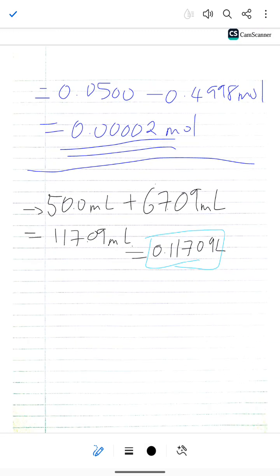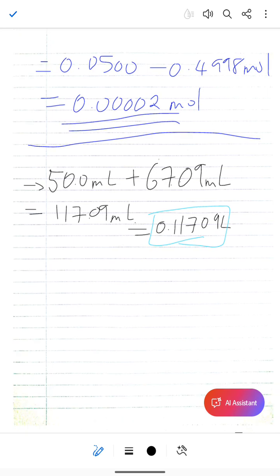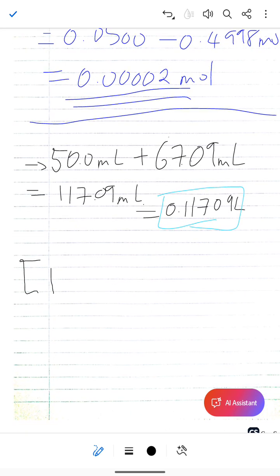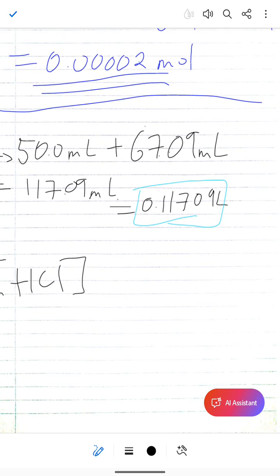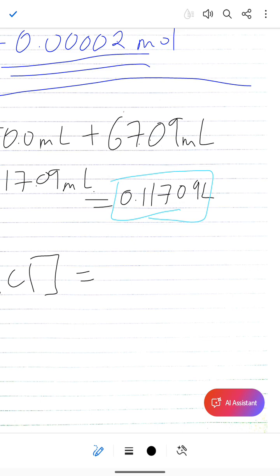So now we are moving on. Now, why was I calculating the moles of HCl remaining and the total volume of the solution? I was calculating this so that I can find the concentration of HCl remaining in the solution. Since I have the moles of HCl remaining and the total volume, I can find the concentration. So how can we find that? I can simply do that by dividing the moles of HCl remaining by the total volume.